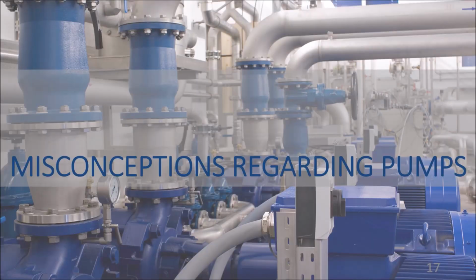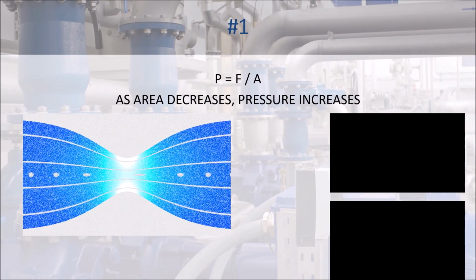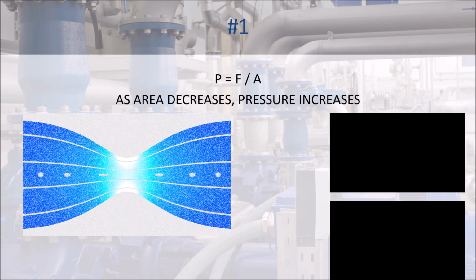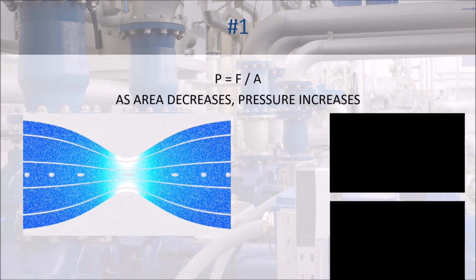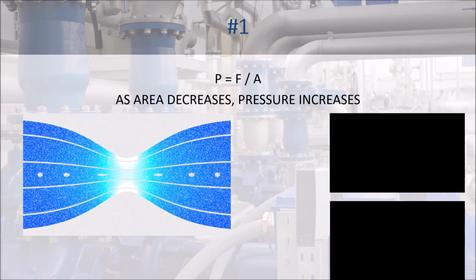Now to the main dish, 8 myths about pumps. Myth number 1. Consider a variable diameter pipe like the Venturi tube shown here. The pressure, as we know, is equal to the force divided by the pipe area. This means the pressure at the middle section will be maximum since the area is minimum.